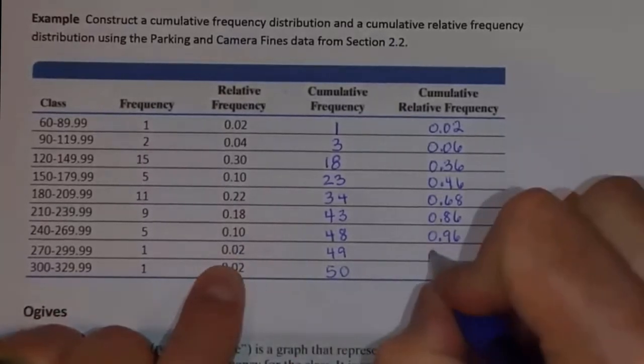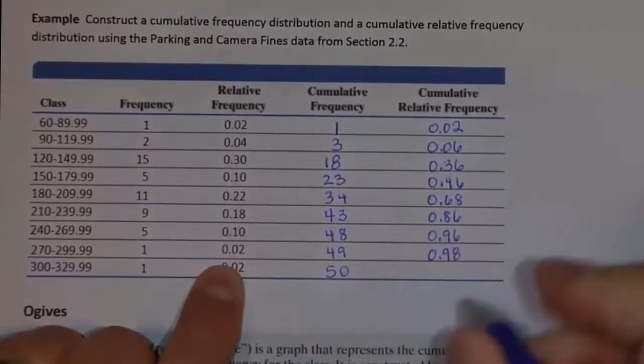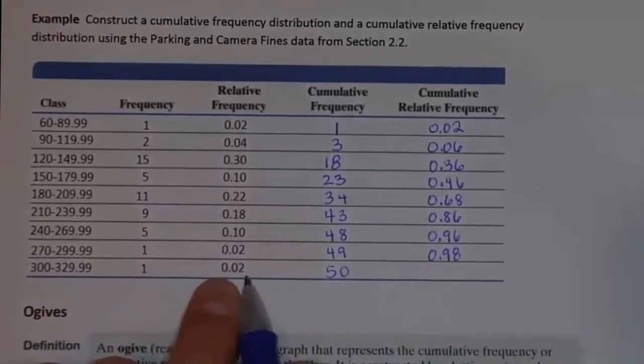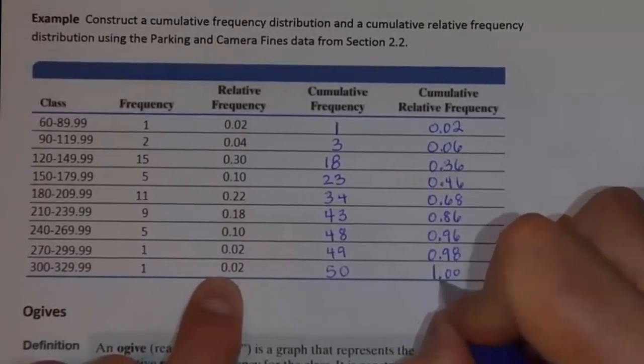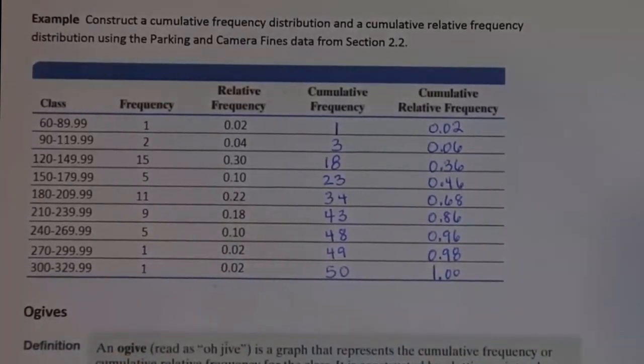0.02 plus the previous 0.96 is 0.98. And last but not least, 0.02 plus the previous 0.98 is 1. So our cumulative frequency of the last class should equal 1.